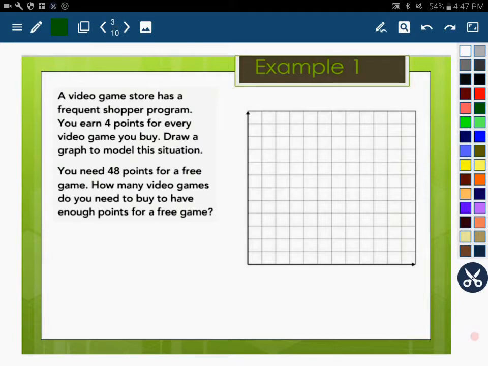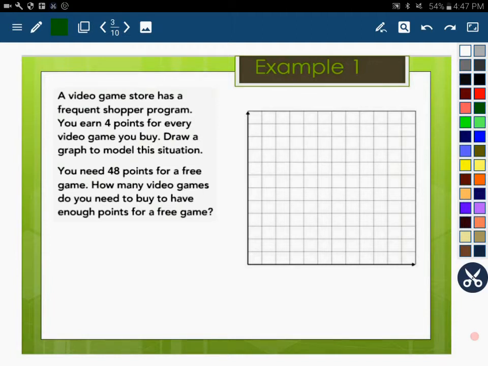It says a video game store has a frequent shopper program. You earn 4 points for every video game you buy. Draw a graph to model the situation. You need 48 points for a free game. How many video games do you need to buy to have enough points for the free game?